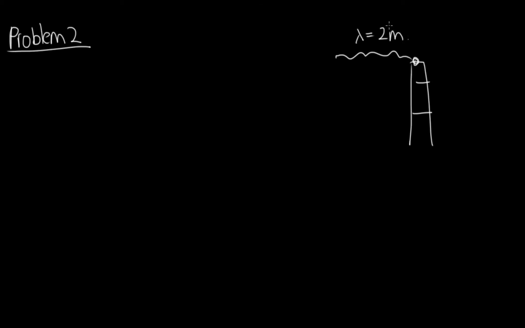Problem 2. So we're told that a radio tower sends out a radio signal with a wavelength of 2 meters. So here's the radio tower, and it's sending out signals, and the wavelength is equal to 2 meters, 2.0 meters, so two significant figures. And part A says, what is the speed of radio waves?